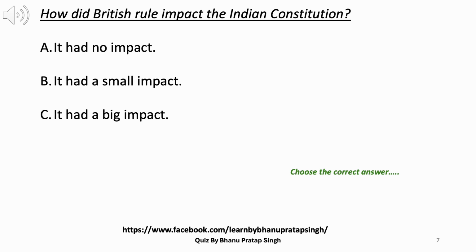7. How did British rule impact the Indian Constitution? A. It had no impact. B. It had a small impact. C. It had a big impact. Answer: C. It had a big impact.